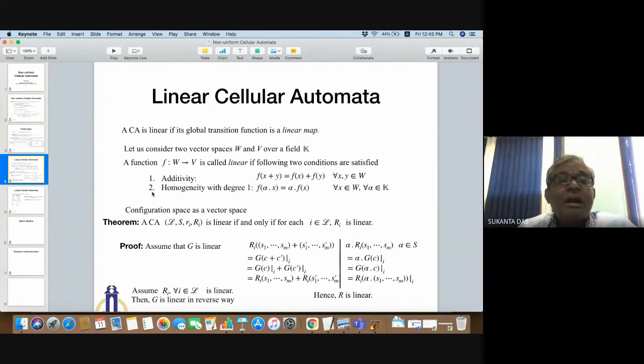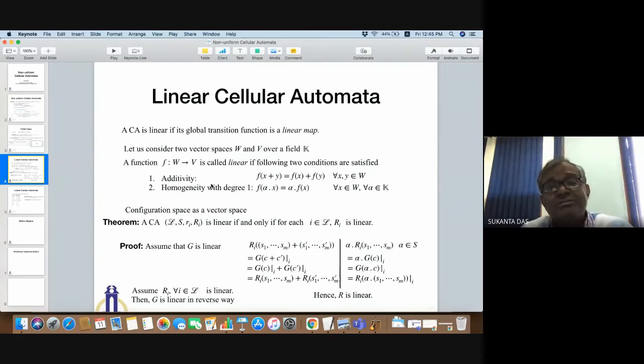And what is homogeneity? Here, homogeneity with degree 1. Say alpha is any scalar and x is a vector of W. Homogeneity means f of alpha x is equal to alpha to the power k times f(x), where k can be any natural number. If this is followed, then the function is called homogeneous.